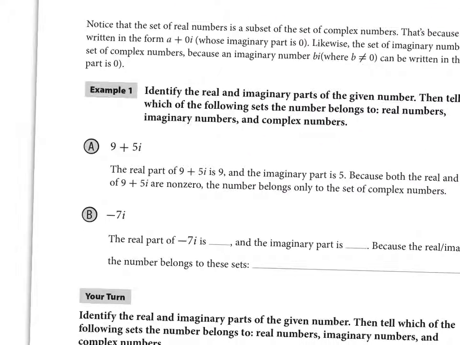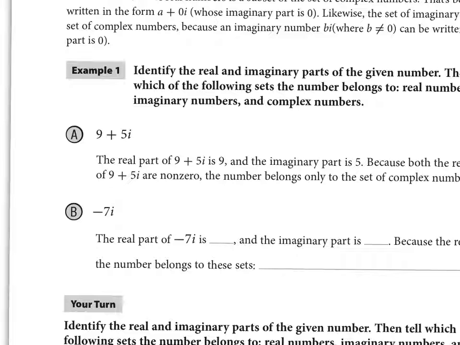So in the term negative 7i, or let's talk about in the term A, in part A, 9 plus 5i. Well, it tells you that 9 is the real part, and that's because 9 is just a number. The imaginary part is the 5, because that's the 5i. If you're looking at part B where it says negative 7i, well, negative 7 is not going to be real. It is going to be imaginary because it has that i attached to it.